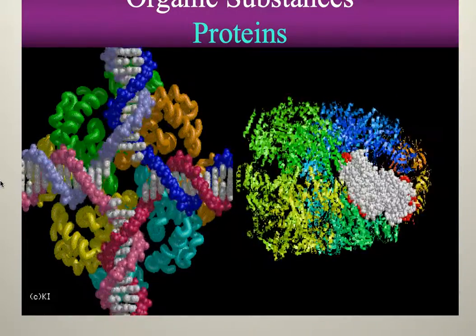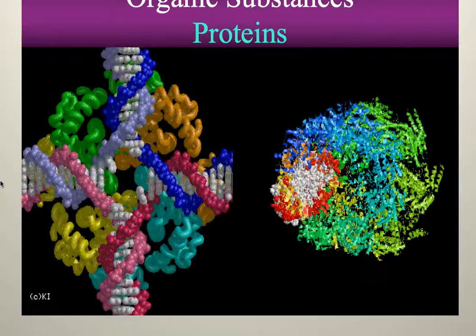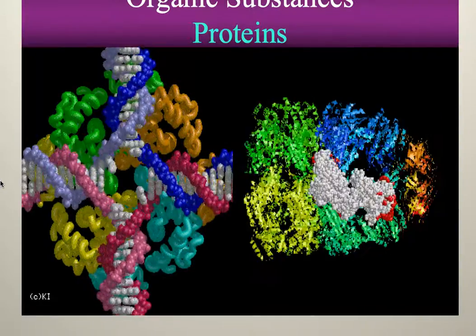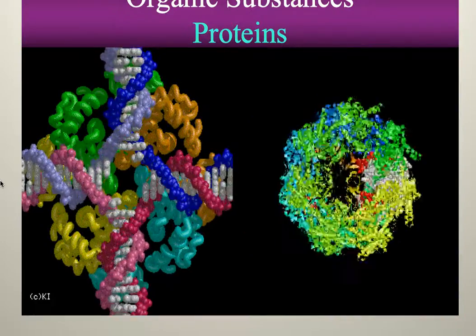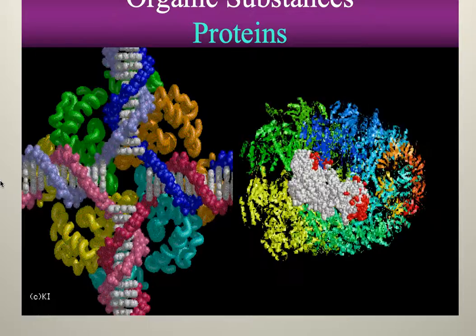Here's a picture of some collagen on your right-hand side. There's some hemoglobin on the left-hand side. And here's a great look at some alpha helices in the hemoglobin protein, which remember is found in your blood and carries oxygen around your blood.